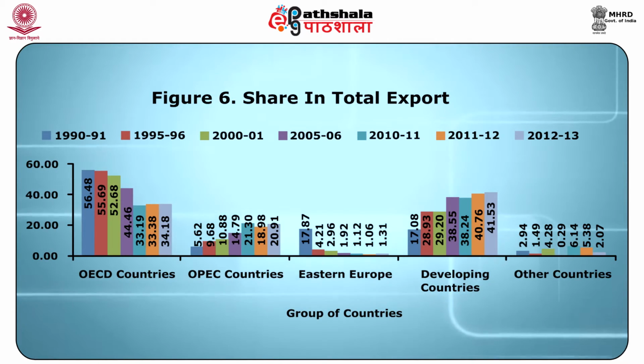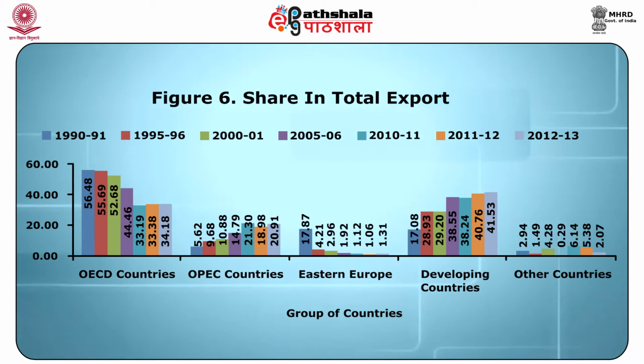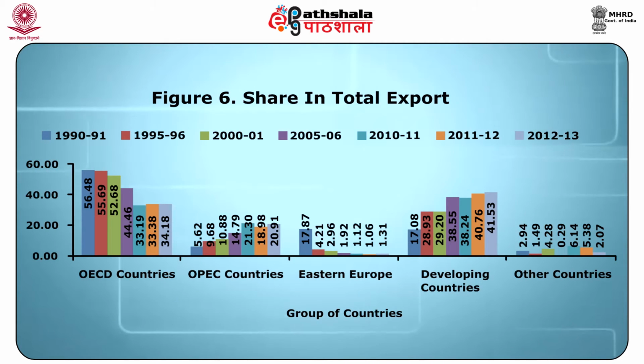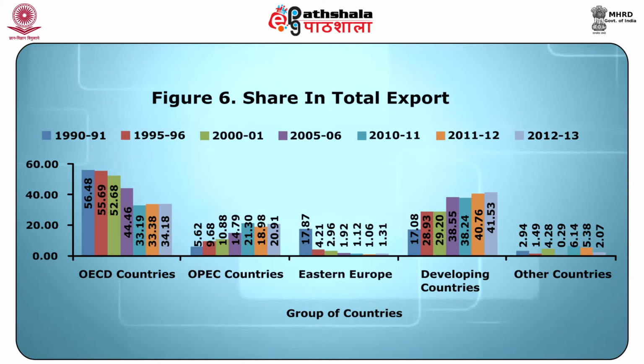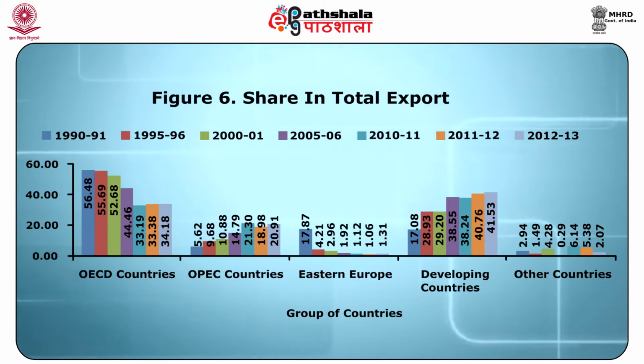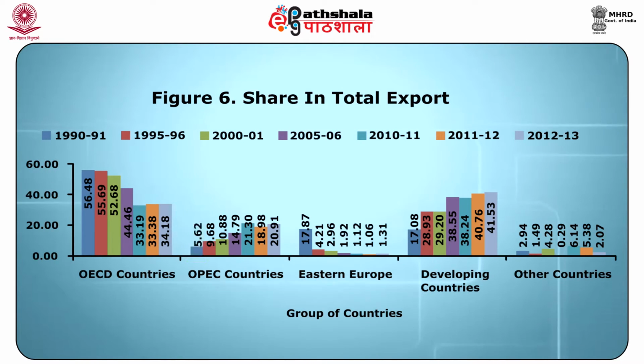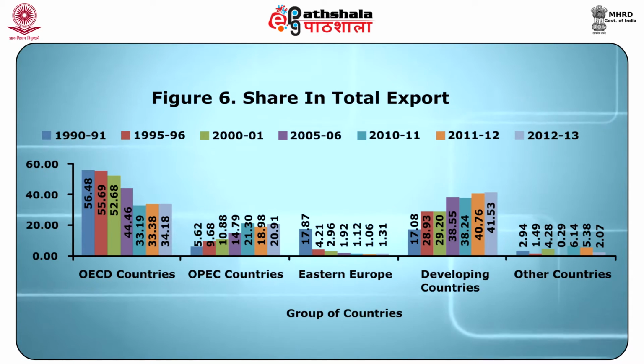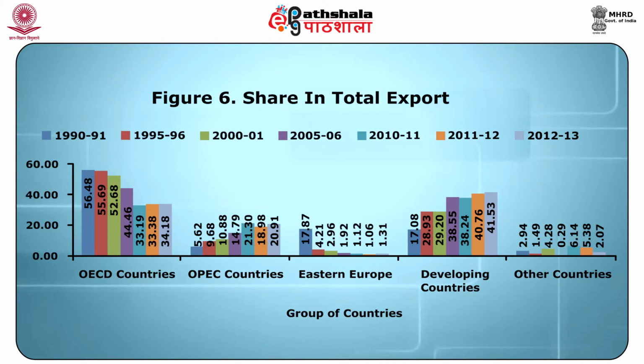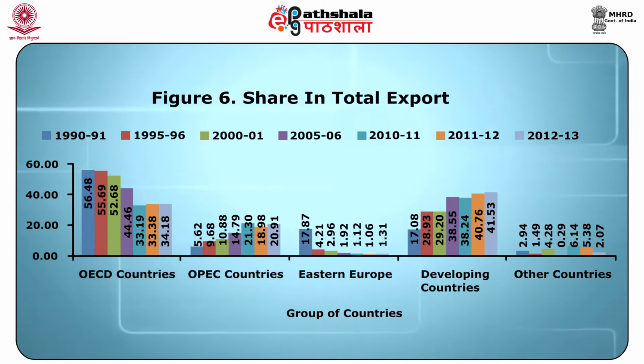OECD countries' and Eastern Europe countries' share has declined since 1991. In 1991, the share of OECD countries was 56.48% and 17.87% for Eastern European countries. But in 2011-12, it has reduced to 33.89% and 1.06% respectively, though it has slightly improved in 2012-13. The share of OPEC and developing countries has increased from 5.62% to 20.91% and 17.08% to 41.53% respectively between 1991 and 2012-13. This shows that the direction of export of India has shifted from OECD and Eastern European countries toward OPEC and developing countries. This is again indicated in figure 6, which shows the share in total exports. All this has been compiled from the RBI handbook.